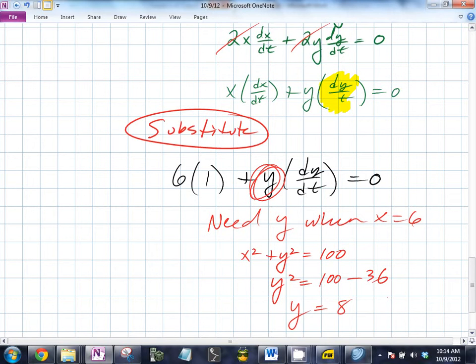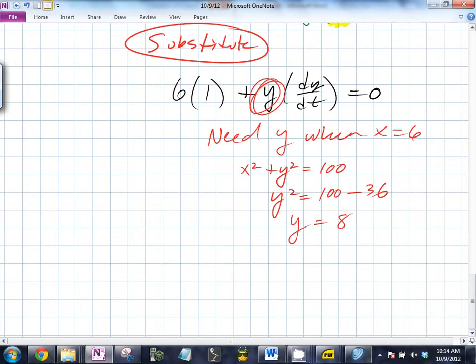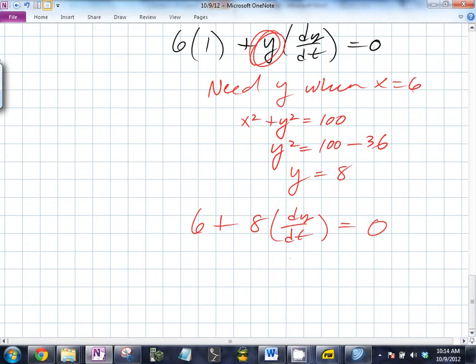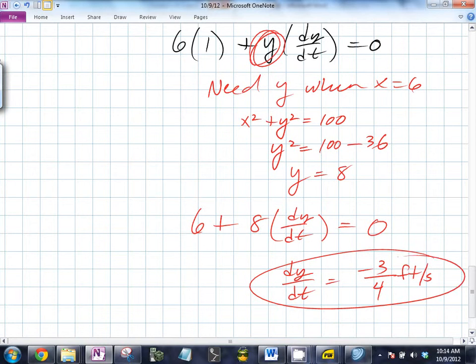So what do we have here? 6 plus 8 dy/dt is equal to 0. So dy/dt is equal to negative 3 over 4. And what's the unit on this? Should it be negative? It's falling. Do a quick reality check. Should it be negative? Yes, it should. So the top is falling at negative 3/4 feet per second.